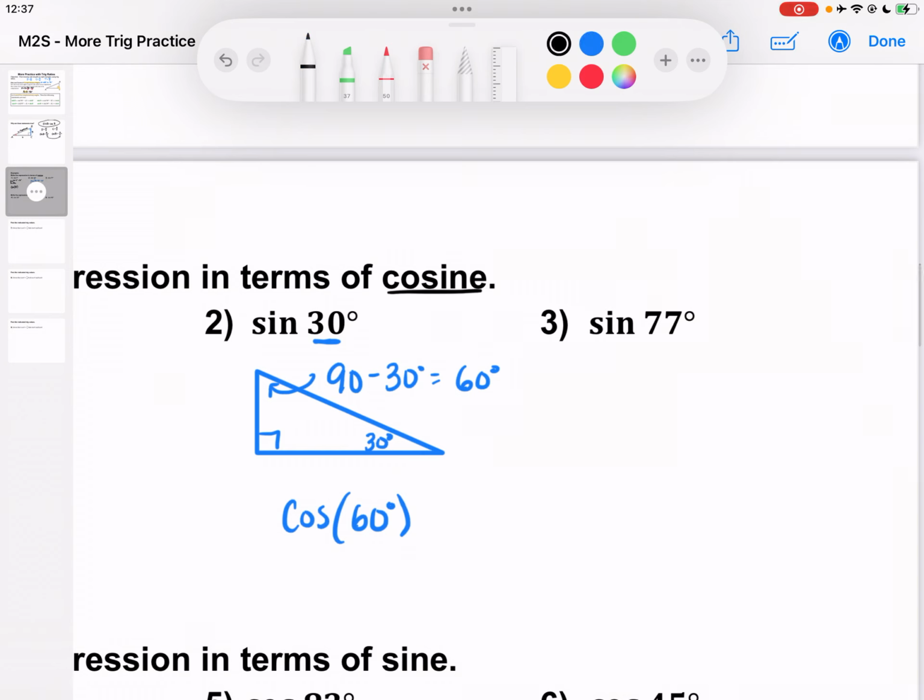Like I said, you don't actually have to draw the triangle. It's always going to be the complementary angle. So 90 minus 77 is 13 degrees. So we have cosine of 13 degrees for this problem.